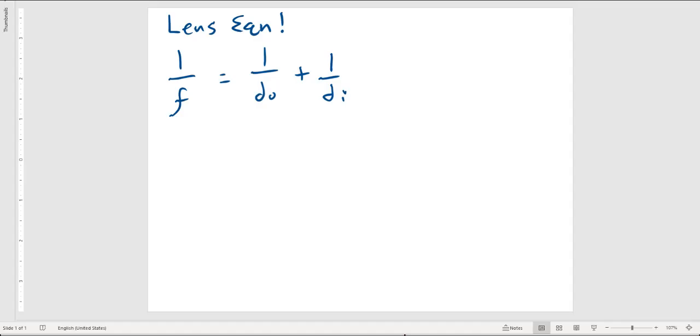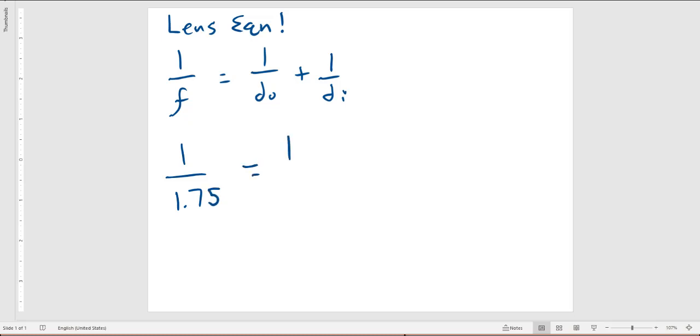So we need the lens equation to solve this. This is one of the important equations in optics. Optics is, I think, a high yield area to study getting ready for the MCAT in terms of physics. And this problem tells us the focus is 1.75. That's the 1 over f in the lens equation.